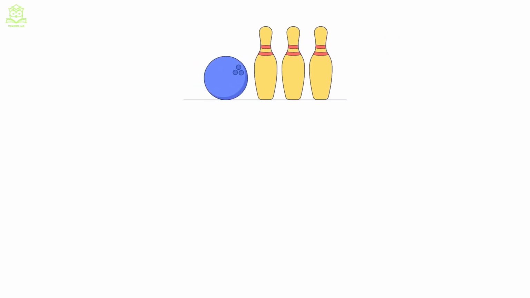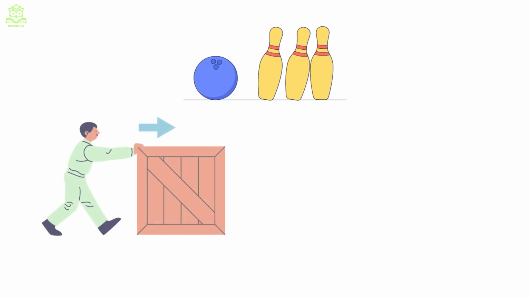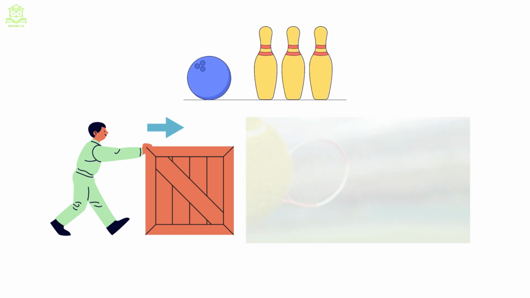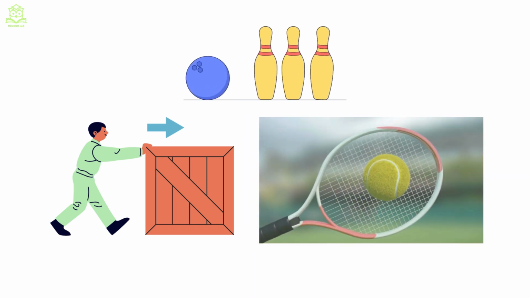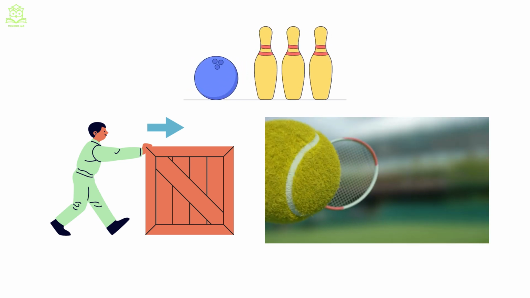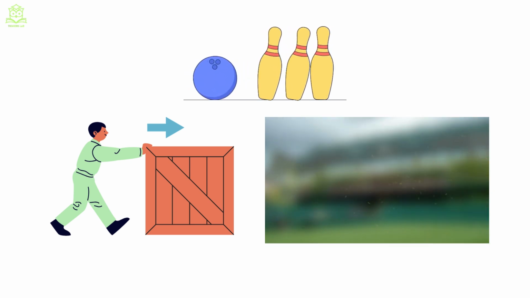Impulse is just a way of measuring how much force is applied to an object and for how long. If you push something gently for a long time, that's one type of impulse. If you hit something hard for a very short time, that's another type of impulse. Think of impulse like this. The longer a force acts, or the stronger the force, the bigger the effect.